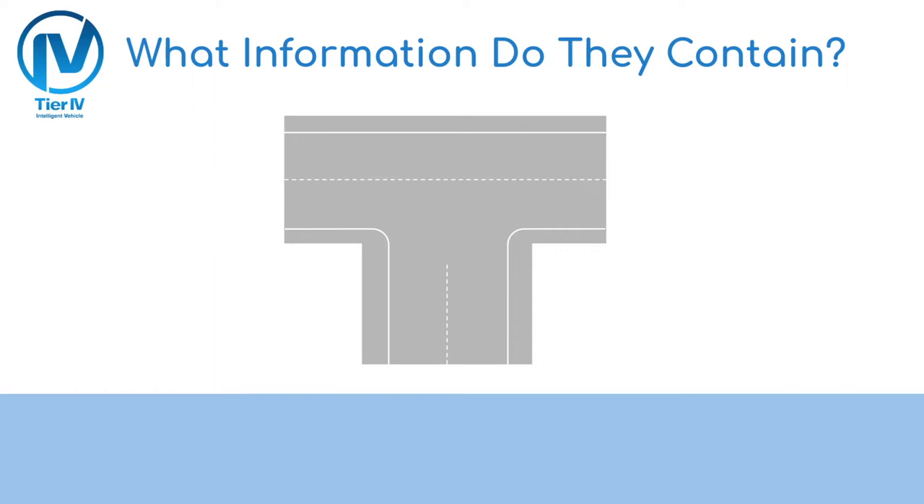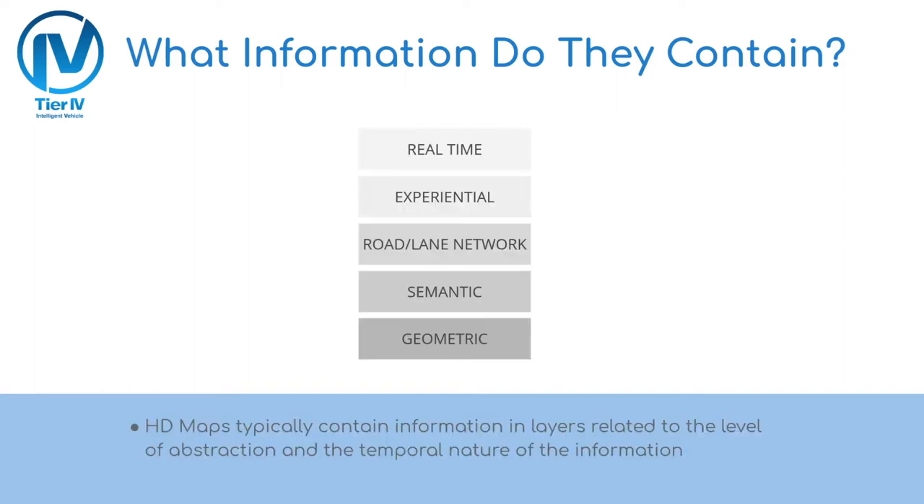The next topic is, what information do HD maps contain? Here is a sample T intersection to illustrate the types of information that HD maps typically represent. Conceptually, HD maps are typically defined by layers related to the level of abstraction of the information, whether the information is static or dynamic, and the particular task the layer is targeted towards. In practice, map information can be conceptualized into five layers: geometric, semantic, road lane network, experiential, and a real-time layer.